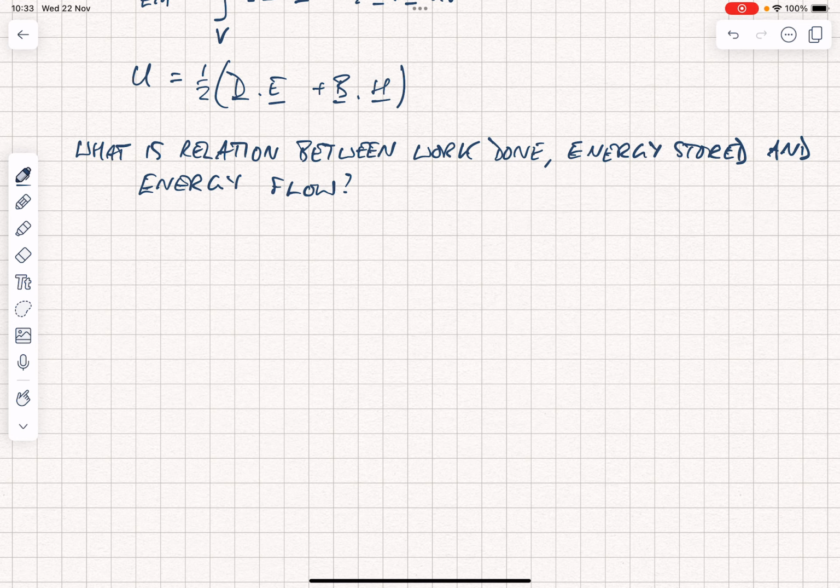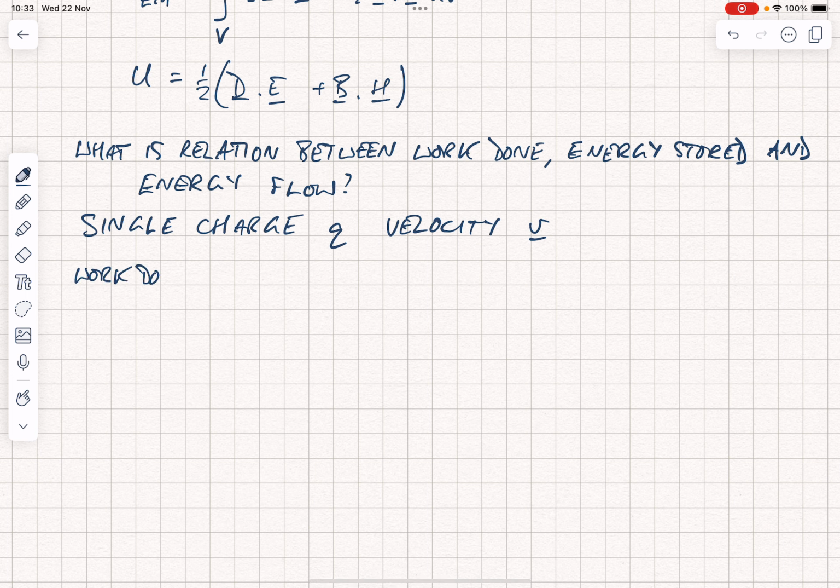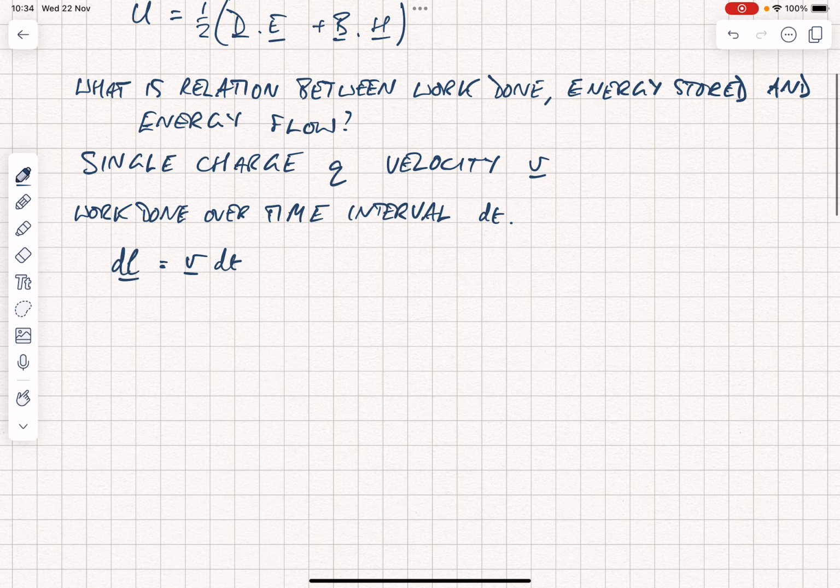Let's start by thinking about the work done on a single charge by a set of fields. So we're going to have a single charge Q with velocity, let's say v, and we're thinking about the work done over a time interval dt. Now, during that time interval, the charge will move by a small distance, dl, which is just the velocity times dt. And we know perfectly well that the work done by a force over a distance can be written as dW is equal to the force dotted with dl, which of course is then just equal to F dot v dt.